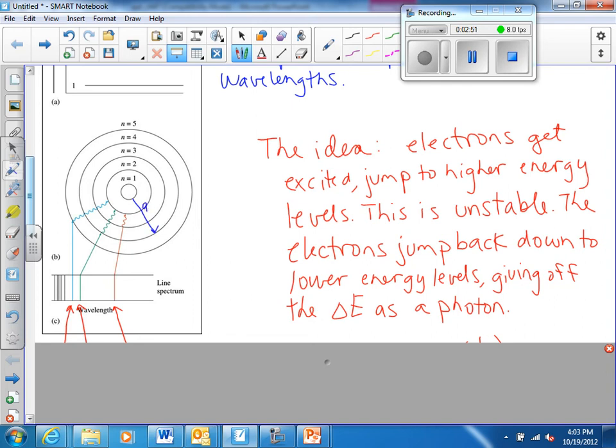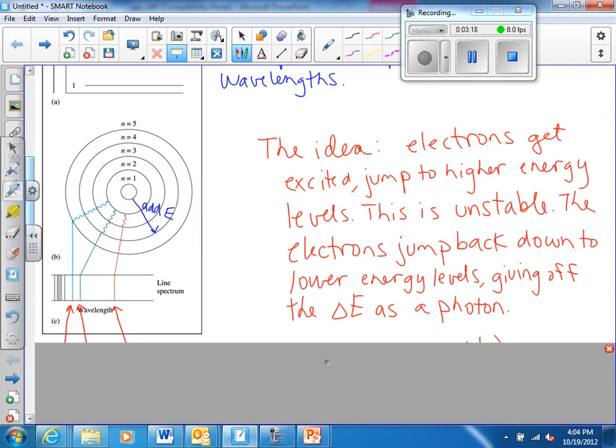The electrons will jump to a higher shell number because they've been added energy. So we add energy E. And now that atom would be unstable. The electron can't stay out at shell, let's say I drew it out to shell 4. Can't stay there. So the electrons would jump back down to lower energy levels, giving off the difference in energy, delta E, that's a difference in energy. Gives off the difference in energy as a photon.